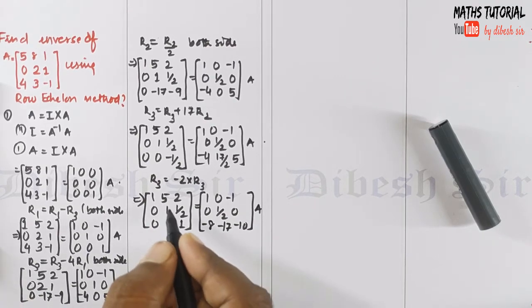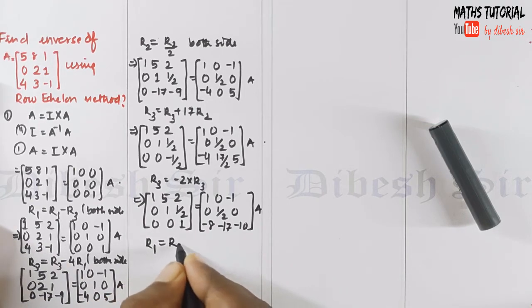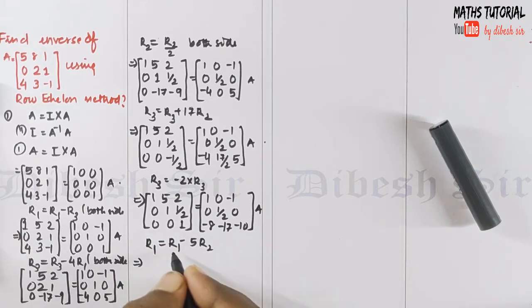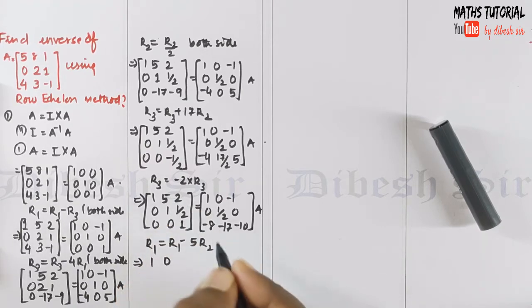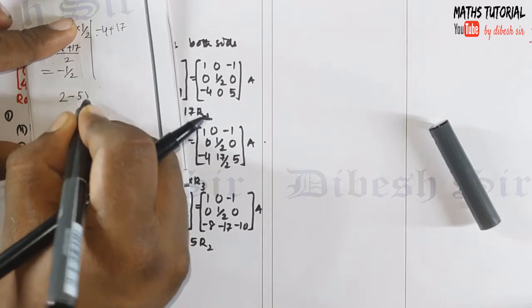Now you have to convert these as 0. So R1 is equal to R1 minus 5 times R2. R1 means 1 minus 0, that is 1. 5 minus 5 times 1, 5 minus 5 is 0. 2 minus 5 times 1 by 2, 2 minus 5 times 1 by 2.